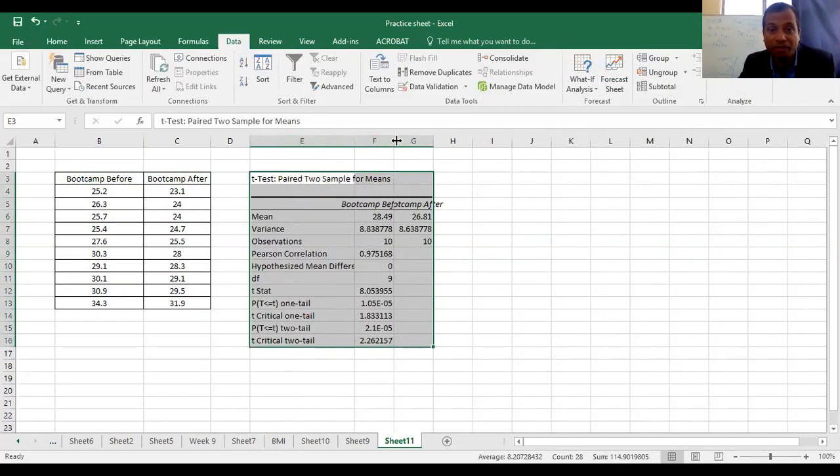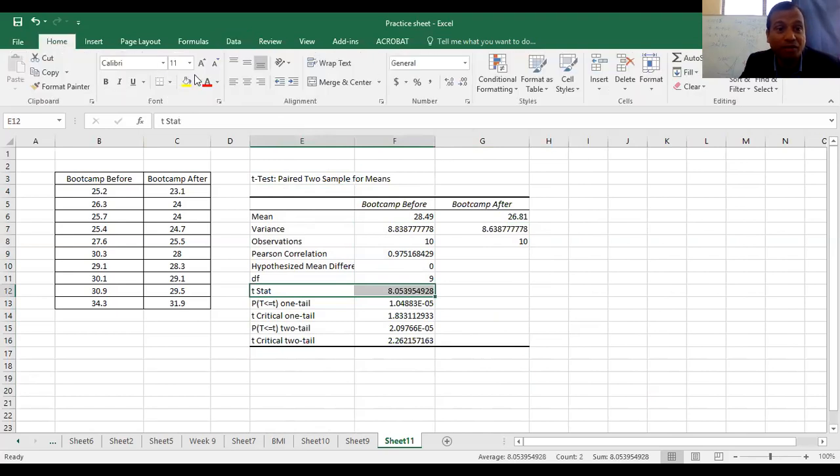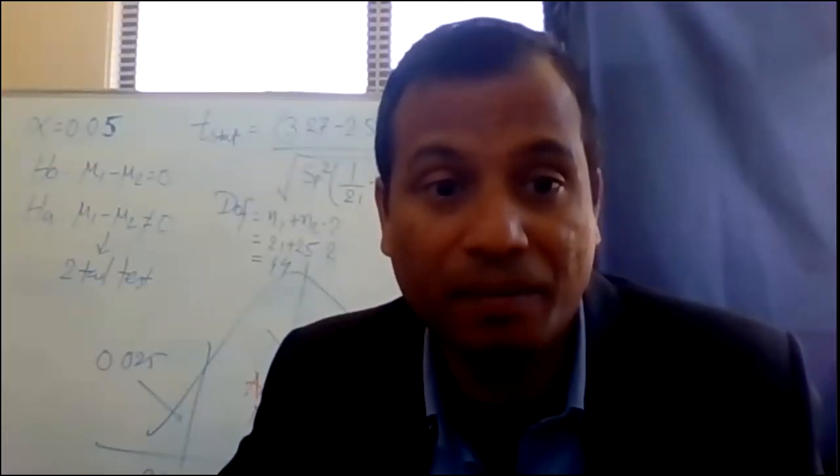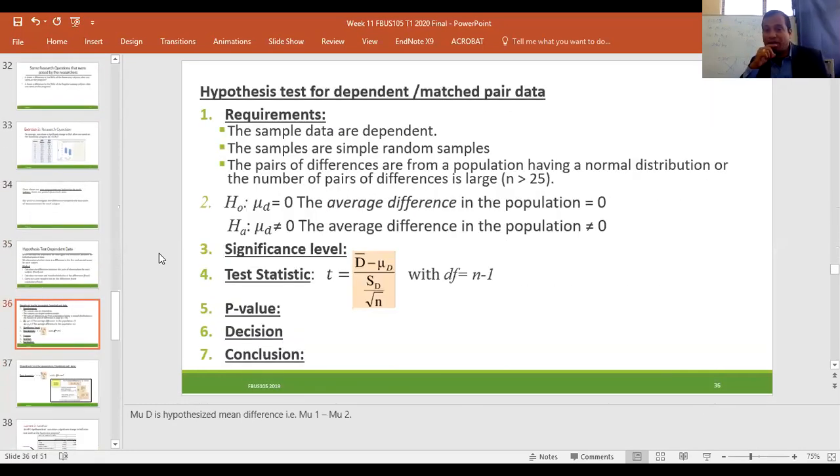What is written on the top? It is t-test: paired two sample for means. That's what we are saying, that these two samples are paired, dependent on each other, before and after of the same respondent. So what is the t-stat? You will get the same t-stat if you apply the formula d bar minus mu d divided by sd over root n, with n minus 1. You will get the t-stat and the p-value which is there on the Excel sheet.